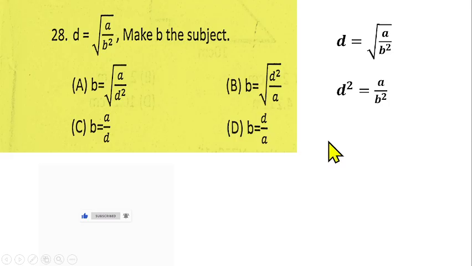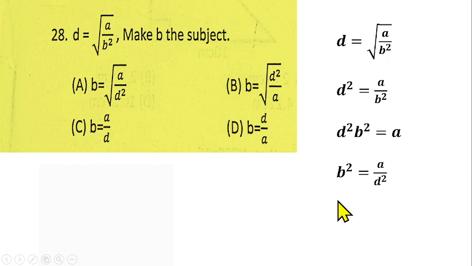From there you can cross multiply. You have d square, b square will equal to a. Divide both sides by d square. You have b square equals to a over d square. Then b will now be square root of a over d square. So which is the option A, if I'm correct.